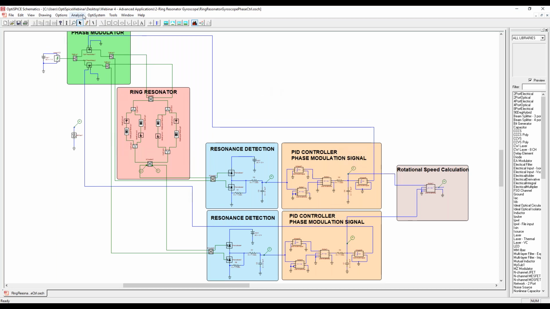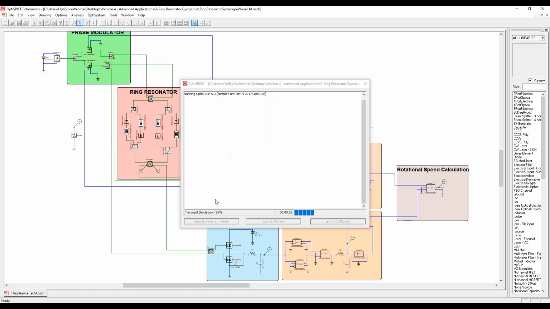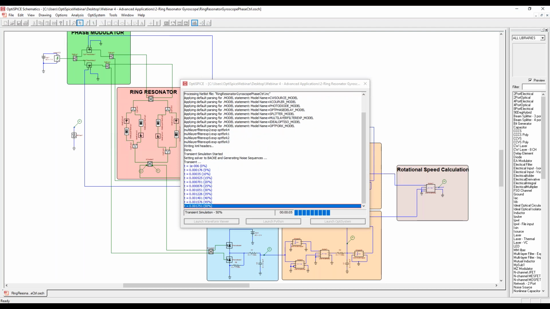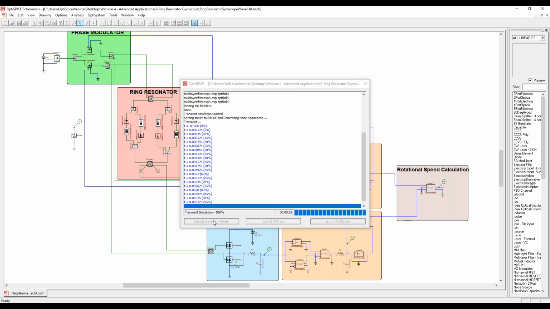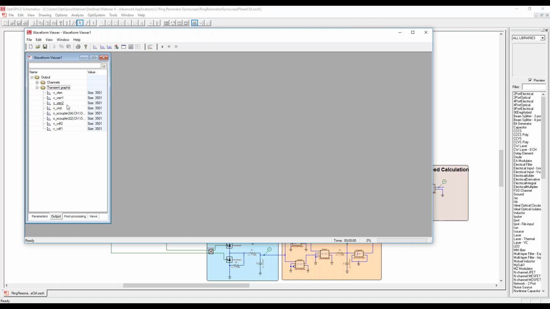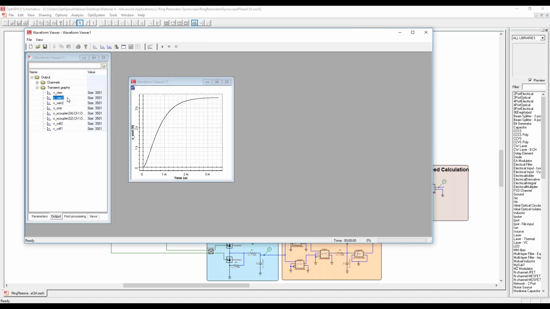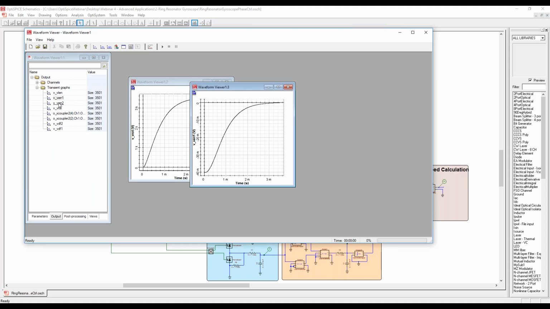Okay, let's run this simulation. First, I'm running the simulation with the controller on, and I'm going to show you what happens when we turn the controller off. Let's look at our rotation. You can see we're getting about 3.5. The error signals, they're both decreasing.